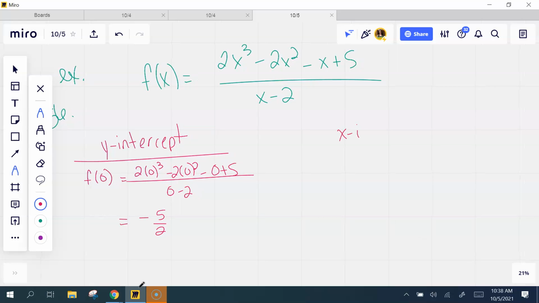X-intercept, or X-intercepts. I'm not sure how many it might have. How do I find those? I set the top to 0 and only the top. So my first question is, can I factor that? How in the world am I going to find PRZs? Gross. Or maybe, well, I guess we'll do PRZs.